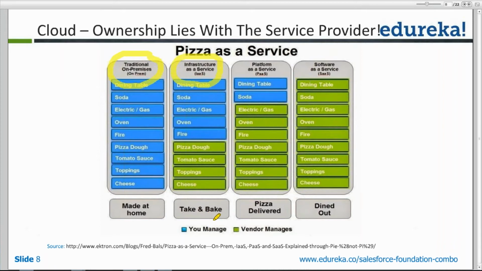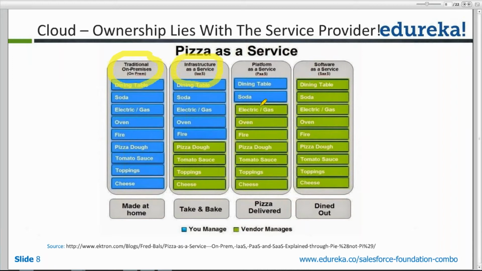Whereas if you look at the infrastructure as a service, IaaS, so it's comparable to a take and bake model. That is, you only take the raw material, that is the cheese, toppings, tomato sauce, and the pizza base, the pizza dough from the vendor, from the market, and then rest of the things you manage. That is the fire, oven, electric gas, soda, all of that. You get the raw material from the market, but you bake it, you prepare it at home, and then you finally have it on your dining table, right? So that is comparable to an infrastructure as a service. That is, you are just getting the infra from the service provider, rest of the things you are managing.